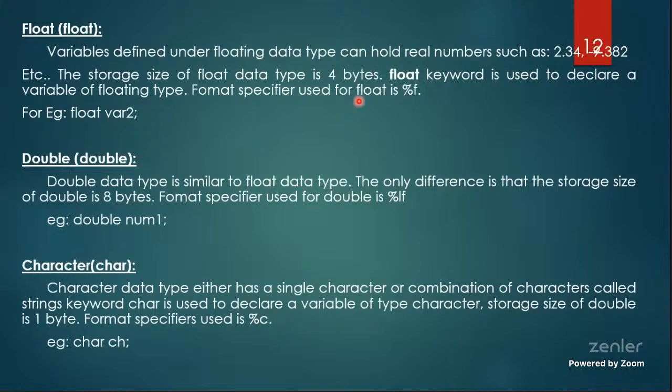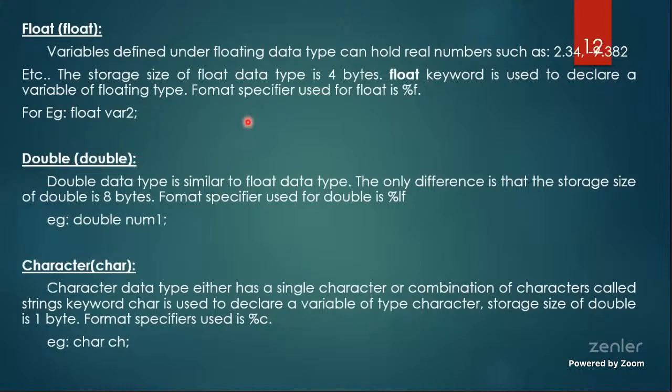Once you have understood integer, and this is also very easy to understand, that is float. So here a variable defined under the floating data type can hold real numbers such as 2.34, minus 9.382. So all these are fractional numbers, right? I mean decimal with the fraction. To store these values, we are using the float data type. Now here, the storage size of the float data type is 4 bytes. How many bytes will it take?